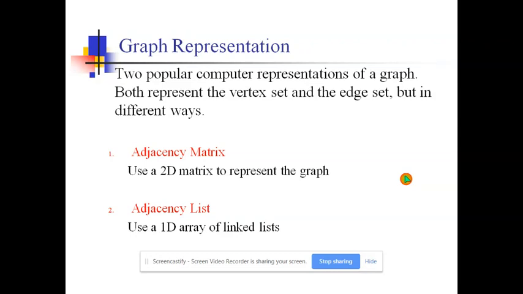Entering a graph into a computer. It is very urgent to use some method to enter a graph because a graph is a structure. So for this we mostly use the adjacency matrix, and sometimes we use the adjacency list.